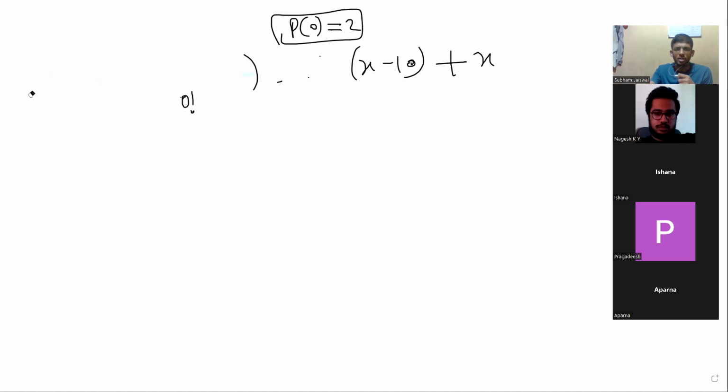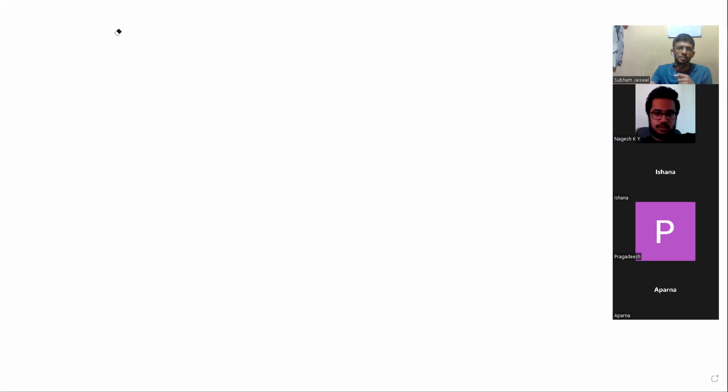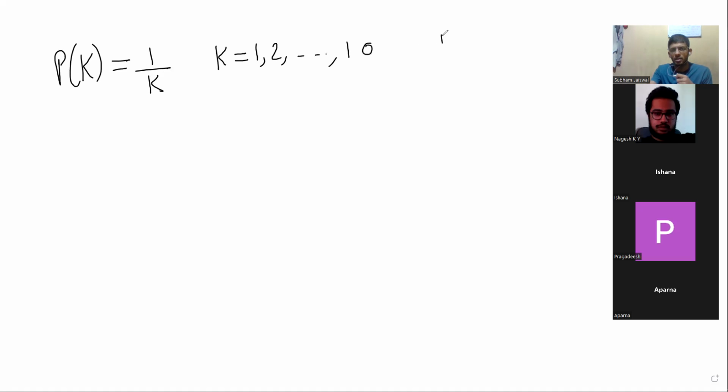Let's come to the original question. So here we had P of k equal to 1 by k, where k is ranging like this. P of 0 is, I don't know, anything 1. And the degree is less than or equal to 10.